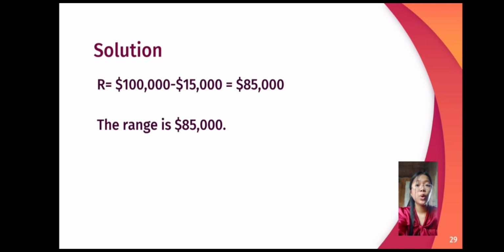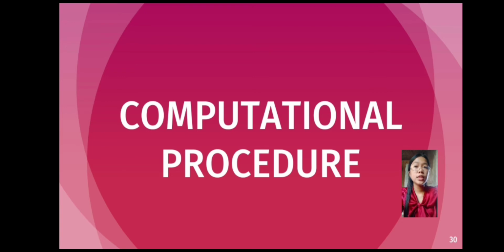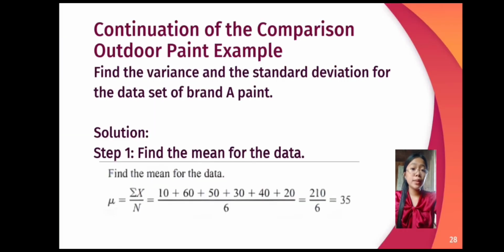Since the owner's salary is included in the data, the range is a large number. To have a more meaningful statistic to measure the variability, statisticians use measures called the variance and the standard deviation. Before we introduce variance and standard deviation, we will first tackle the computational procedure, since their definitions are derived from the procedure. For example, we will get the computational procedure for the comparison of outdoor paint.